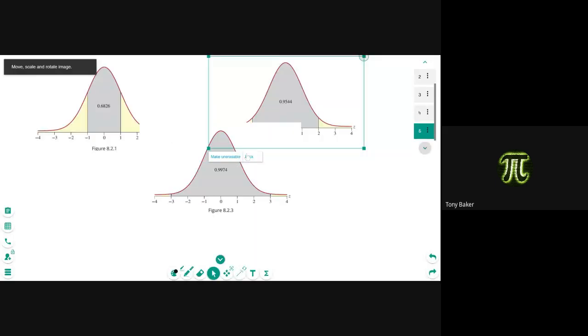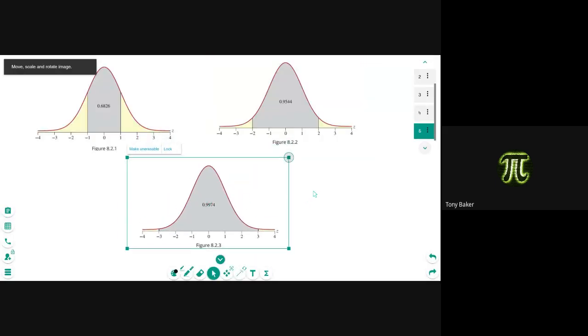And 3 standard deviations. So you've got the 0.6826, 0.9544, and 0.9975 for 4. So when we're looking at these, all the percentages that you're going to get will be done out to 4 decimal places.